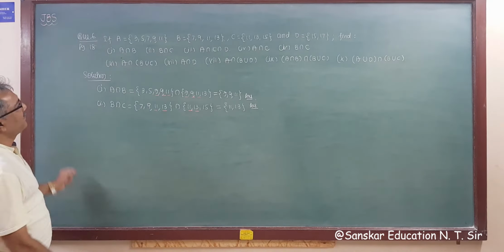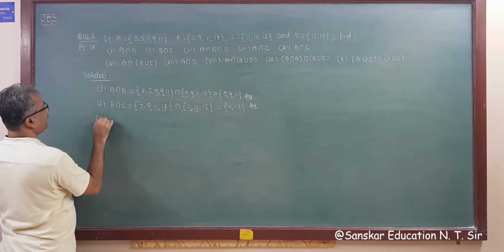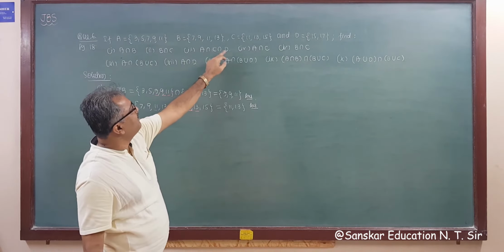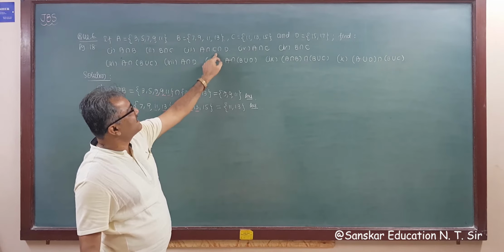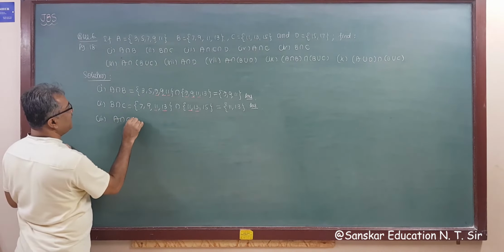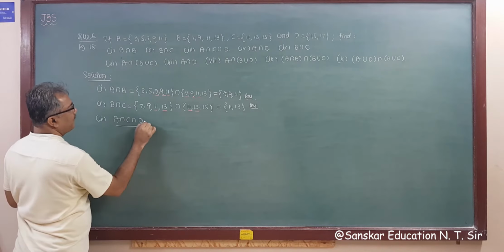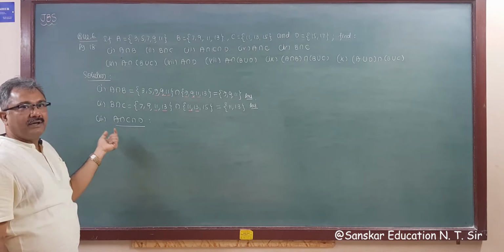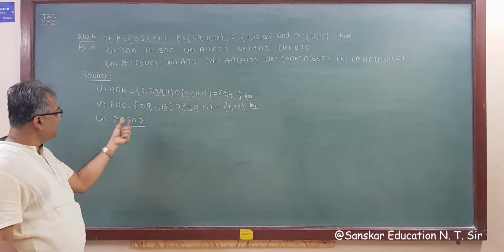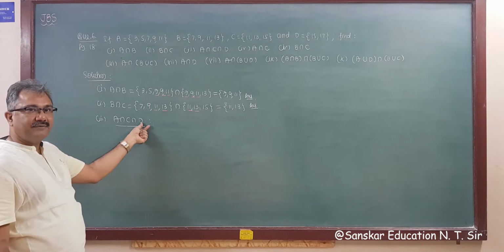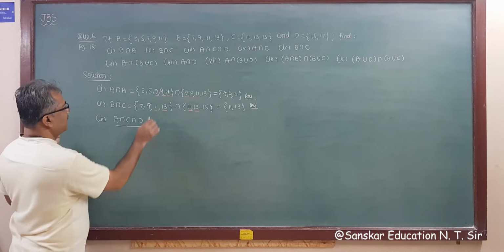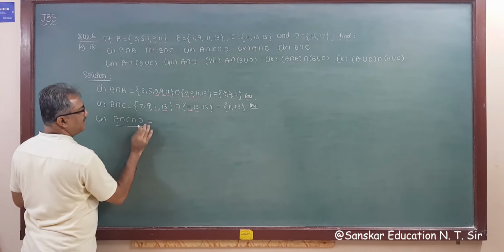Third answer is we have to find out A intersection C intersection D. For this type of question, you can first find A intersection C and then take the intersection with set D, or you can write directly. So I am going to write directly here.